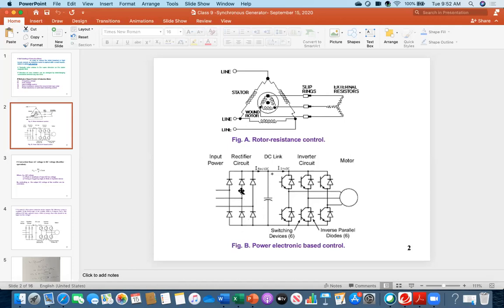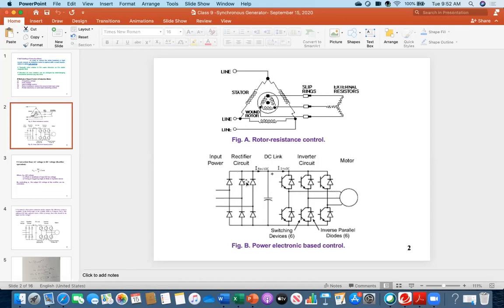You have to control the firing angle or the triggering angle of these diodes, or if they are thyristors, then their firing angle. So the first question is: if you apply the AC voltage here, how much DC will you get here? That is the first question, and how can you control it. And then the remaining portion is the inversion, just converting from DC into AC.